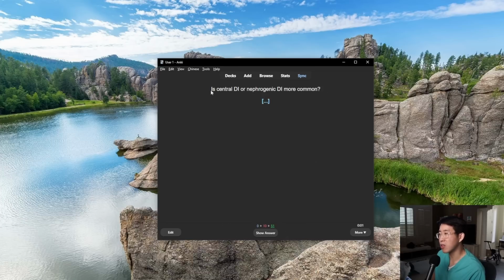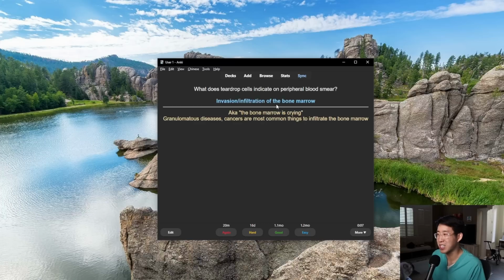In terms of central DI versus nephrogenic DI, which one is more common? Central DI is more common. What do teardrop cells indicate on peripheral blood smear? I really like the way that they explain this on the podcast, but it's like the bone marrow is crying. Basically, it's telling you that there's fibrosis or invasion or infiltration of the bone marrow. Some of the diseases that can cause this are granulomatous diseases and cancers and things like that.